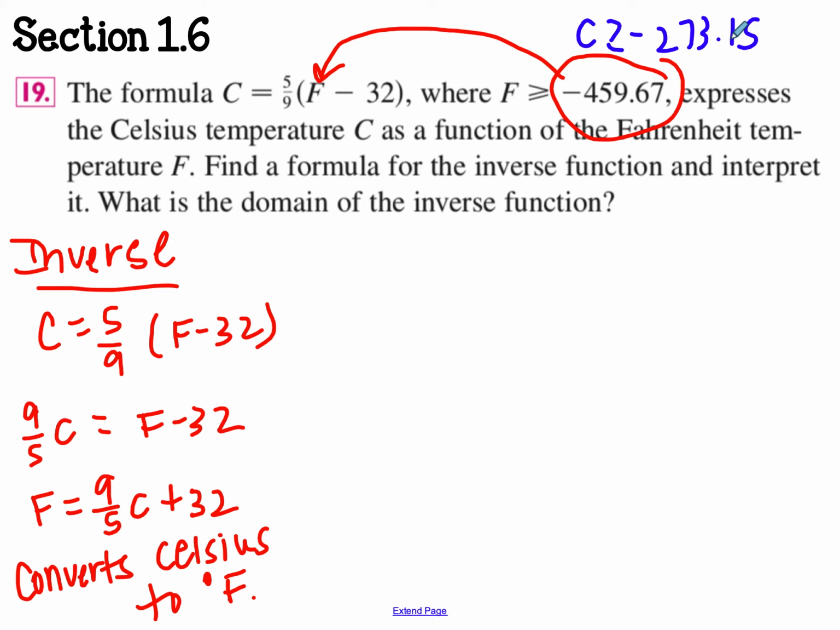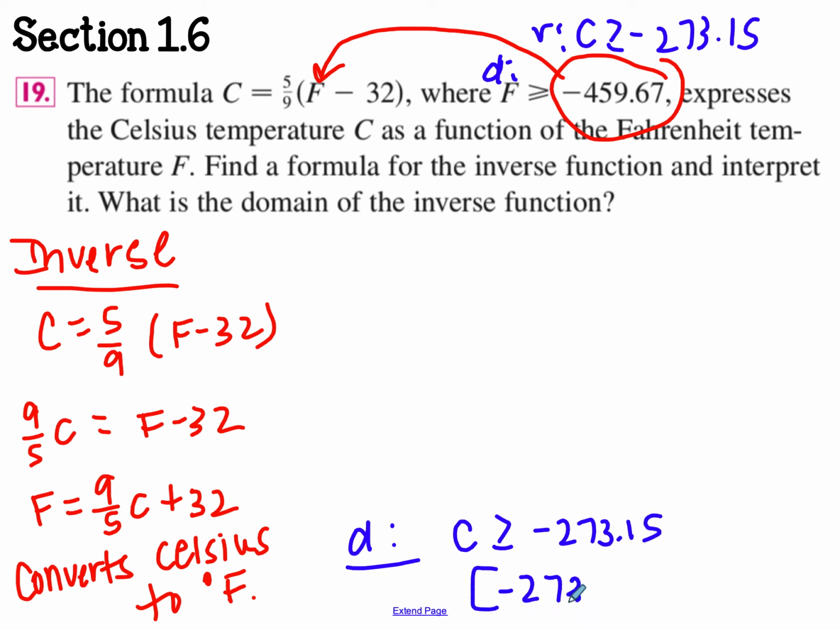Now, in order to find the domain of my inverse, recall that domain and range switch around. So this is my current domain, and this is my range. The range of my original becomes the domain of my inverse. So Celsius is greater than or equal to negative 273.15, or in interval notation, negative 273.15 to infinity. Okay, so that would be number 19.